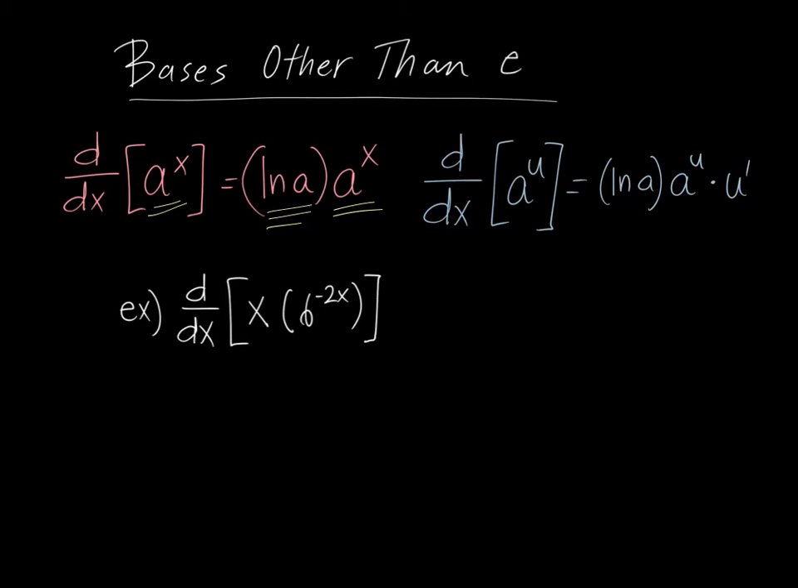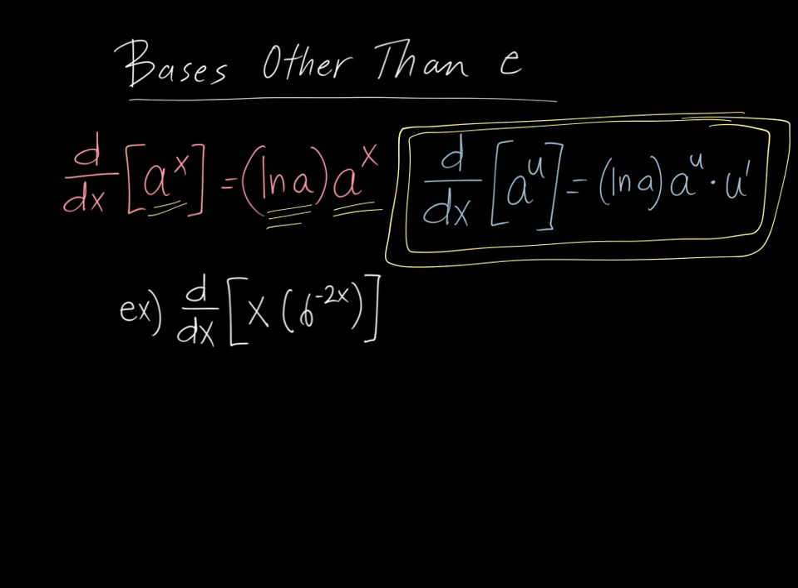Okay? And once again, we really just need to know the one about u because it includes the chain rule. The derivative of an exponential expression, a to the u, is a to the u, u prime for chain rule, natural log of a, because the base is other than e, okay? So for this last example, it's got a couple things going on. We're taking the derivative of x times 6 to the negative 2x. So this really is the part that's going to apply to the new rule.